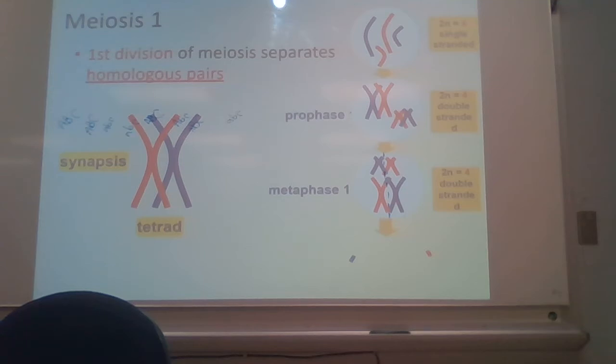And we're actually going to skip drawing anaphase, but what's going to happen in anaphase? They're going to pull apart. So one homologous chromosome is going to go to one side, the other homologous chromosome is going to go to the other side.